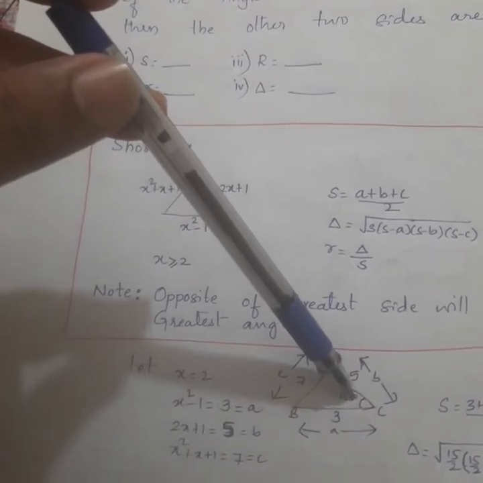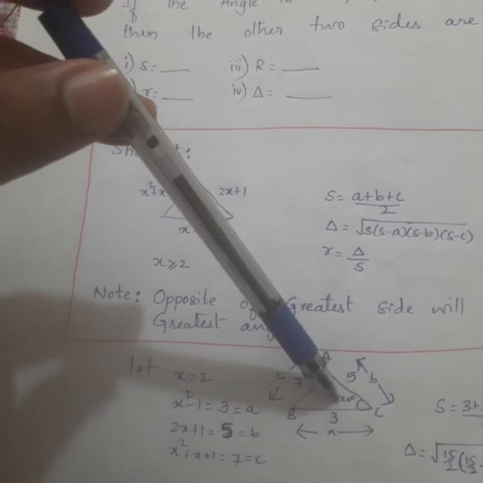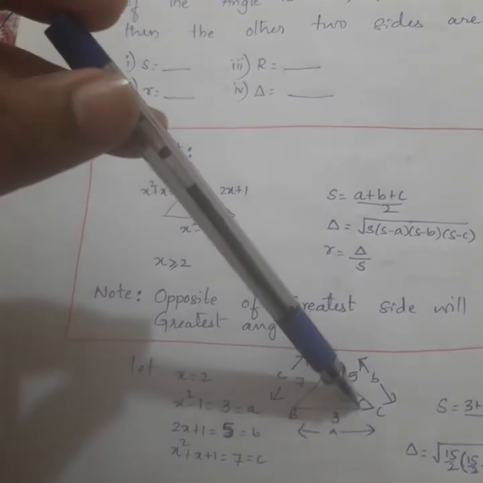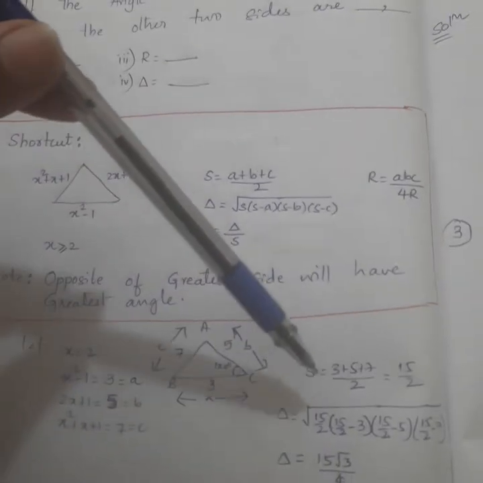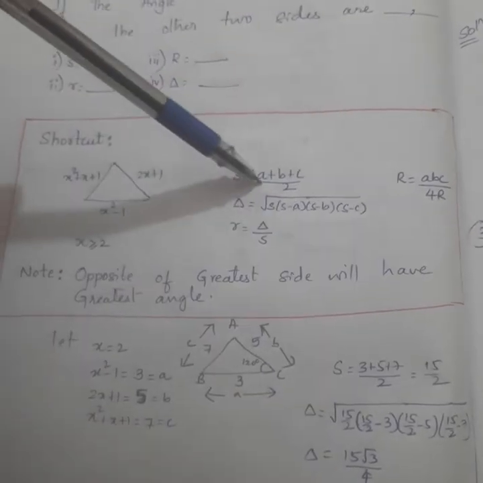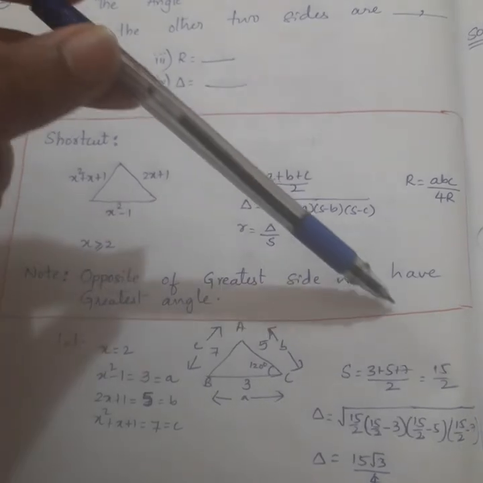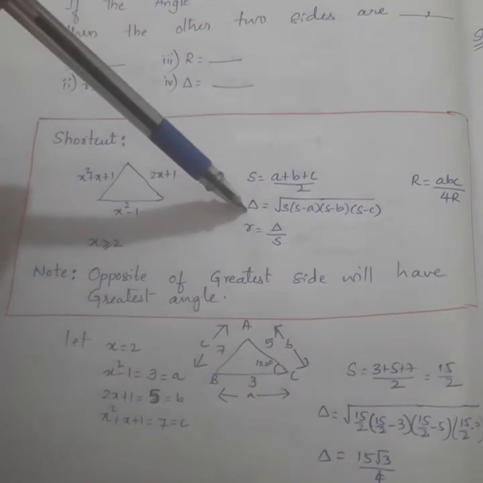So the greatest angle, what he has given, the angle is 120. So I am writing that. Once I obtain that, second I am finding the a, b, c values. Once I obtain the a, b, c values, I am substituting those values in this equation. So I am getting s value as (a plus b plus c) by 2, that is nothing but 15 by 2. Then I am getting delta value.